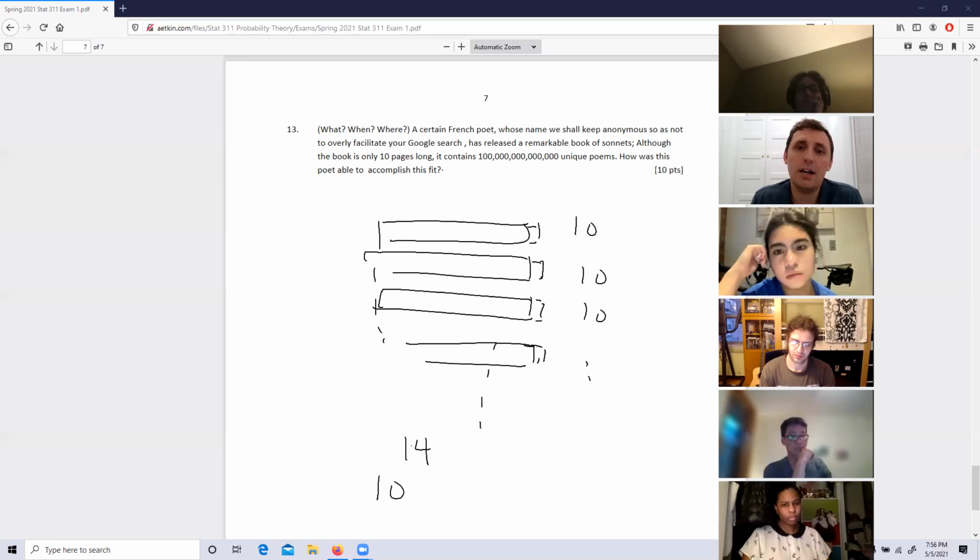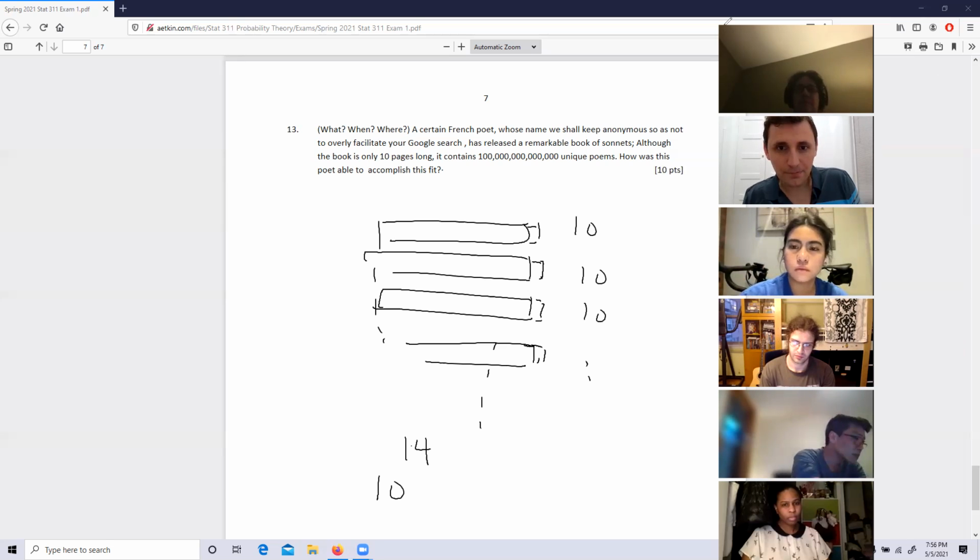So I figured this one out because it's combinatorial, right? So I had to figure it out. So I was happy. Good.